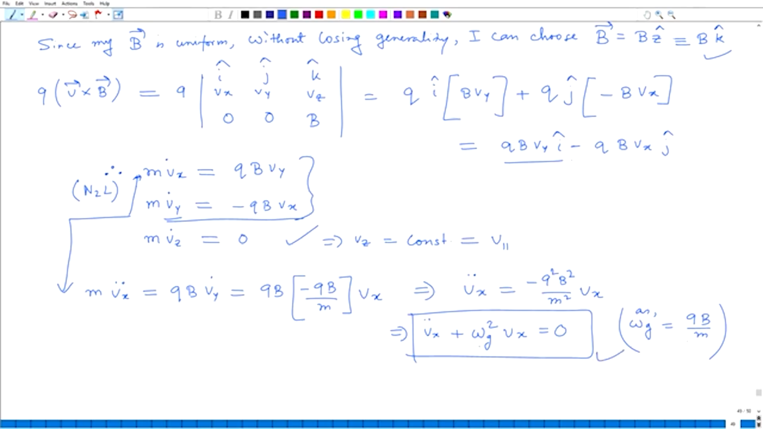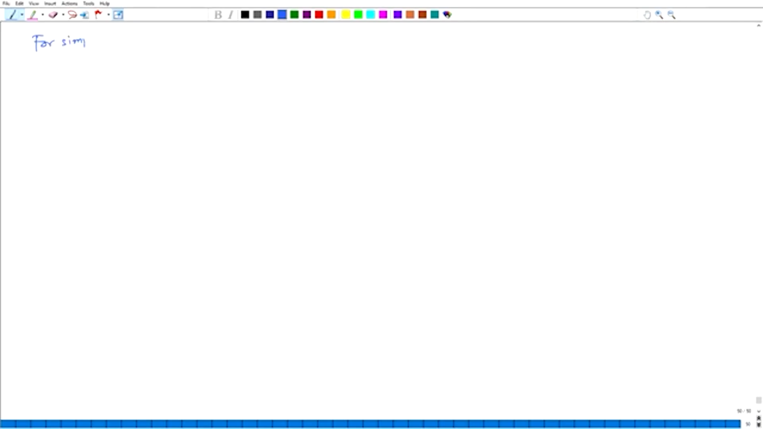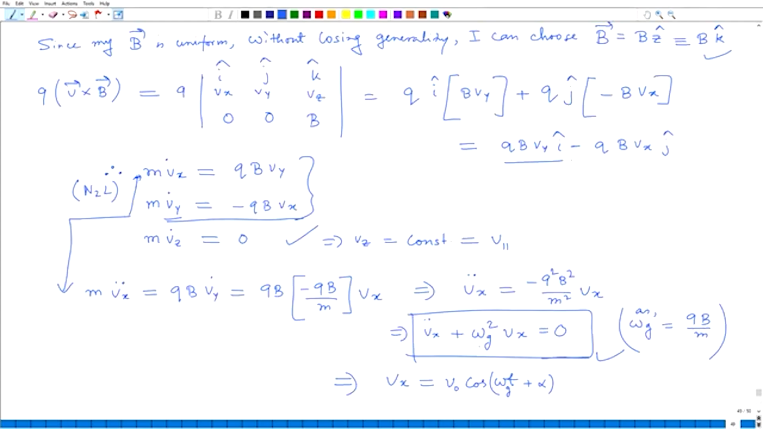So omega g here is QB by m, and you have now the equation of a simple harmonic oscillation, but now this simple harmonic oscillatory solution will be for Vx. So this actually says Vx will be equal to some simple harmonic oscillation. So I can write some V0 cos(omega g t plus alpha). For simplicity, let us choose alpha is equal to 0, then Vx will be simply equal to V0 cos omega g t.